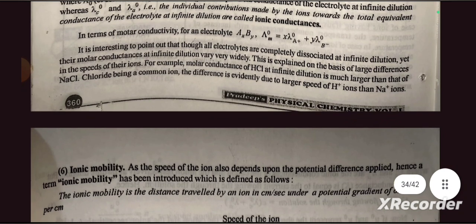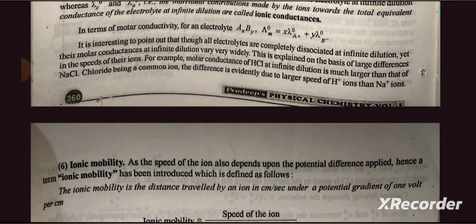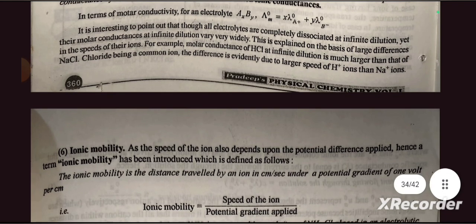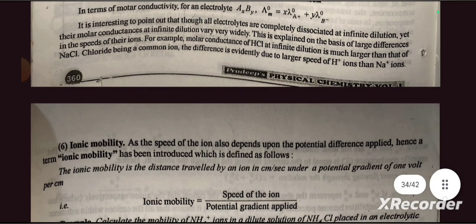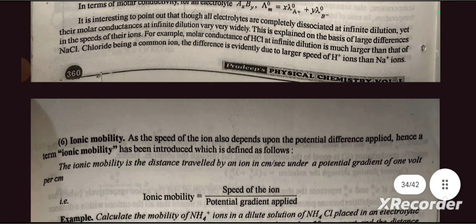It is interesting to point out that though all electrolytes are completely dissociated at infinite dilution, their molar conductances at infinite dilution vary widely. This is explained on the basis of large differences in the speeds of the ions. For example, the molar conductance of HCl at infinite dilution is much larger than that of NaCl. Chloride being a common ion, the difference is due to the larger speed of H⁺ ions than Na⁺ ions.